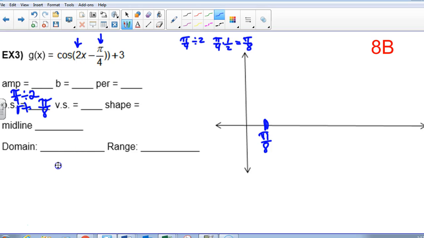Yeah, Jenna? If it had said 2x minus pi over 4 like that, the phase shift would have just been pi over 4. Okay? The 2 would still affect the period. It would be 2 pi over 2. Yep. So we're going to do the same thing here.